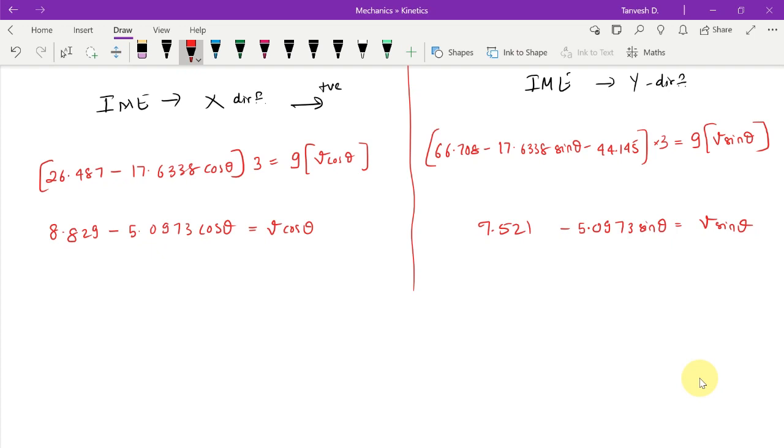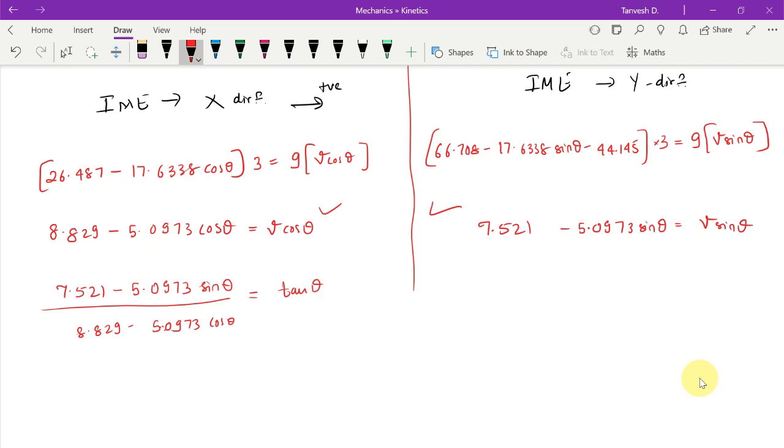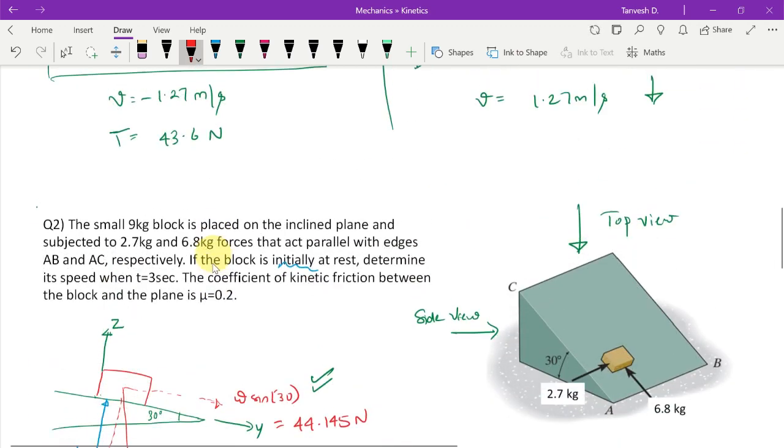Okay, what we can do is let us try to solve them simultaneously. I will divide this equation by this equation, so we would get 7.521 minus 5.0973 sin theta upon 8.829 minus 5.0973 cos theta is equal to tan theta. Okay, and when we solve this entire equation, we can solve it in calculator. You will get theta is equal to 40.4261 degrees, and when you substitute this theta in any of these equations, you will get v is equal to 6.5 meters per second. Right? So this solves the numerical.